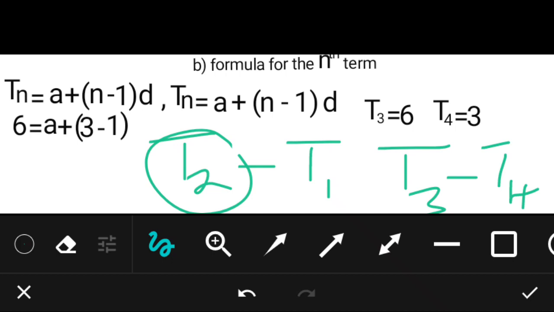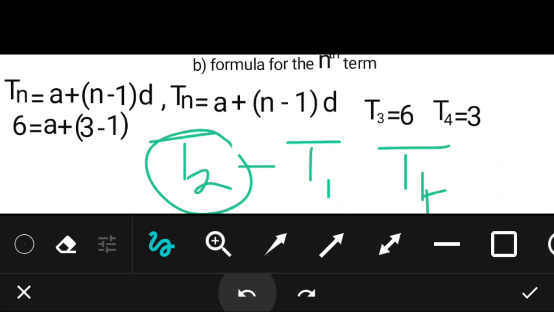Okay, so if you can find the common difference by subtracting term 2 minus term 1, then you can also find the common difference by subtracting term 4 minus term 3. So here I've made a mistake. Sorry, you can pardon me on that one. So term 4 minus term 3.